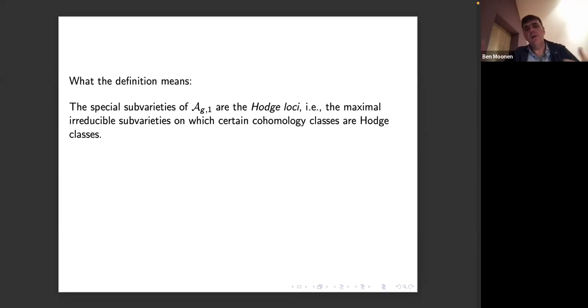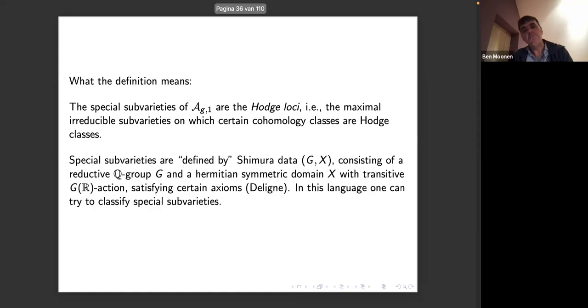And the maximal such loci actually turn out to be irreducible algebraic subvarieties. And it's those guys that are the special subvarieties. So all this is not so easy to completely understand.